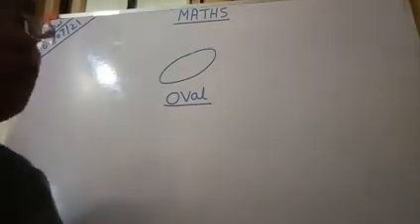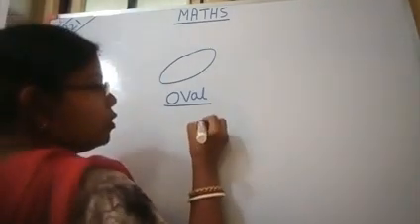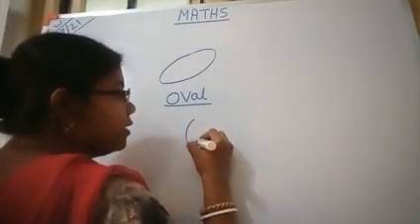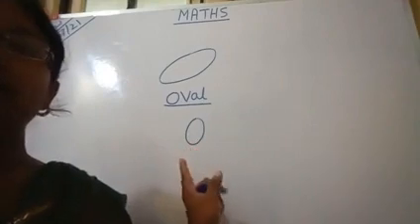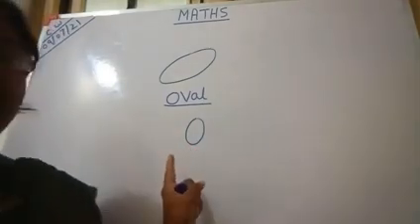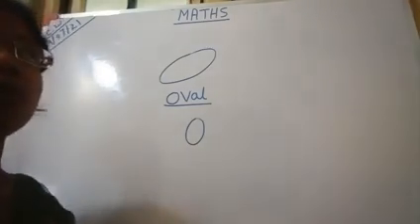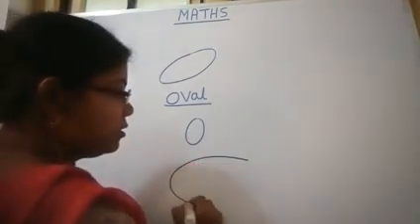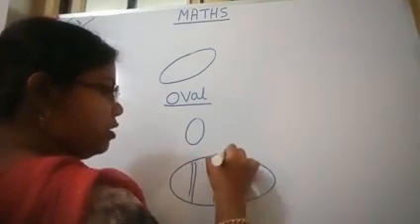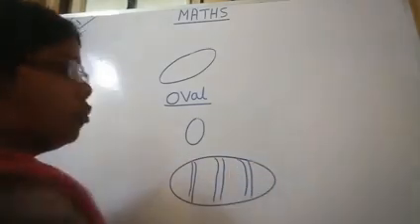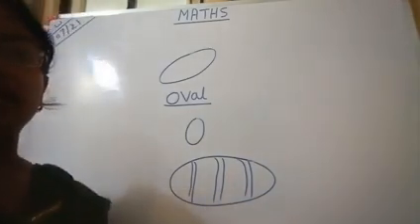Okay. Oval, as you see the shape, is exactly like an egg. The best example of oval is an egg. Egg is exactly the shape of oval. You have seen the watermelon. Watermelon is also shaped like this, a big one. Watermelon is also shaped like oval. What is the shape of watermelon? It is oval in shape.